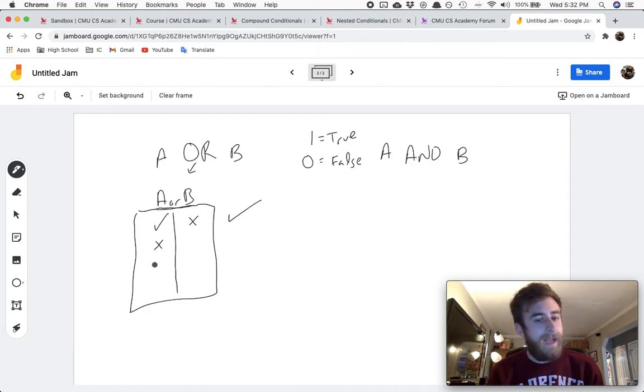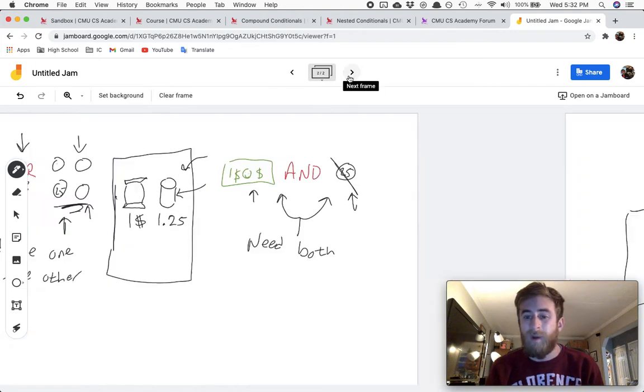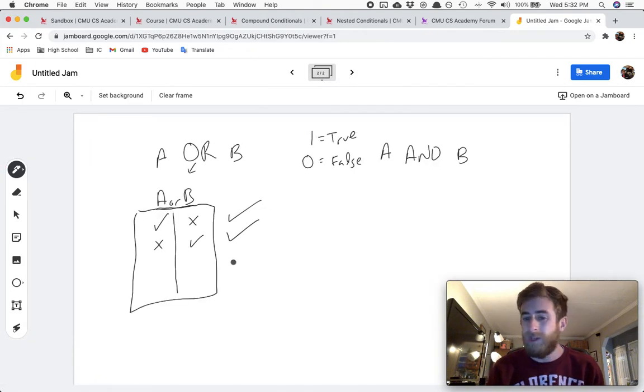Let's say I don't have A, but I do have B. Same sort of thing. Just like that dollar bill or the set of 4 quarters. If I have one or the other, I'm good. So this whole thing is going to come out to being true.